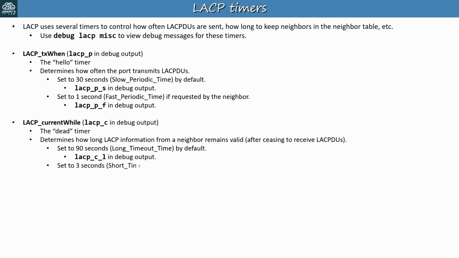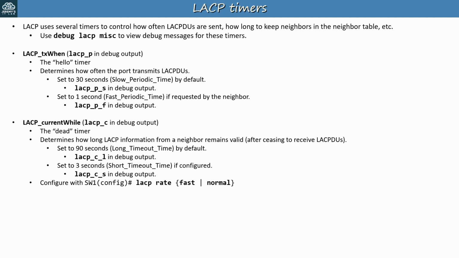This timer will be set to 3 seconds, short timeout time, if configured. And it appears as LACP CS, current short, in debug output. You can configure these timers with lacp rate fast for fast timers, or lacp rate normal for slow timers. Now, what exactly does this command do? It sets the local port's current while timer. Then, the neighbor will send LACPDUs at the appropriate rate.